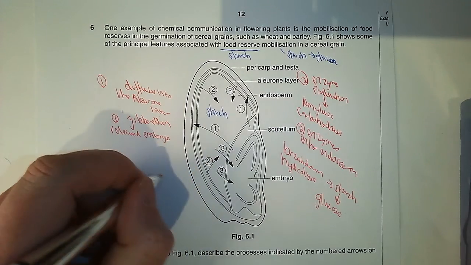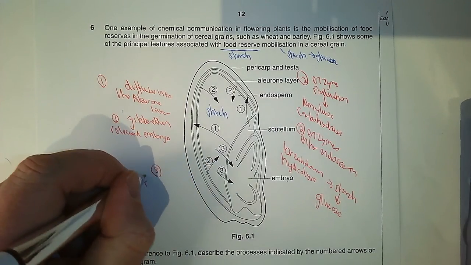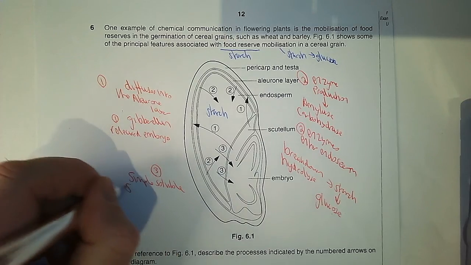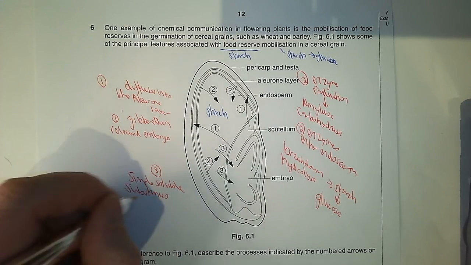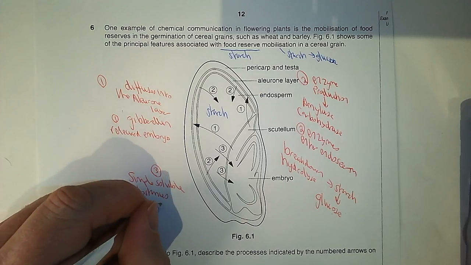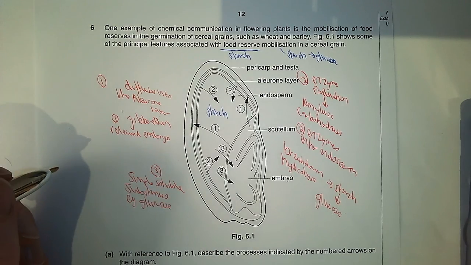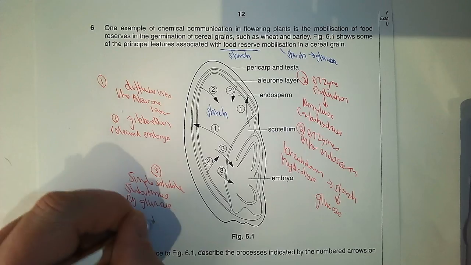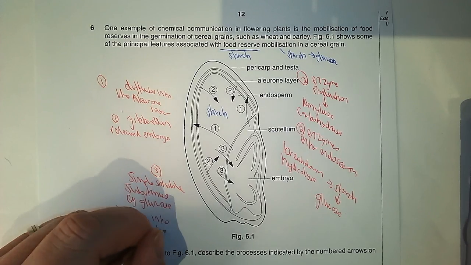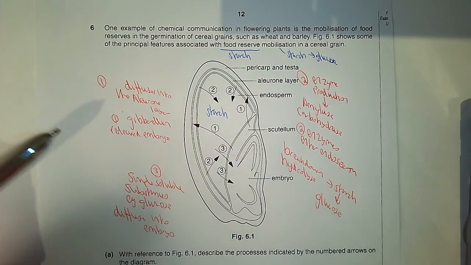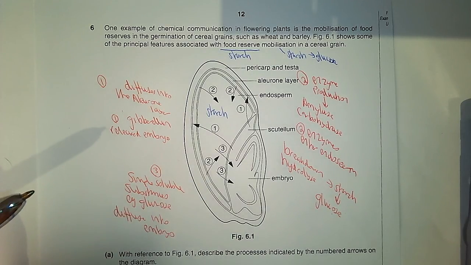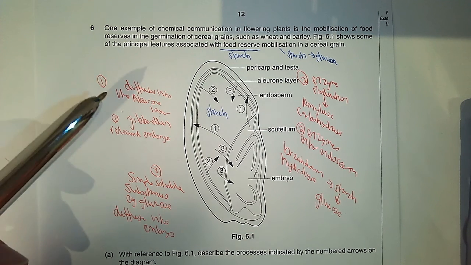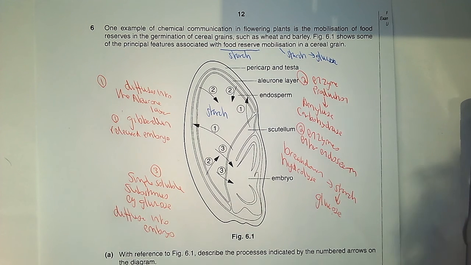So then number 3, simple soluble substances, e.g. glucose, diffuse into the embryo for its use in, for example, aerobic respiration. So that's the steps, what's going on in terms of the chemical communication in flowering plants to cause seed germination.